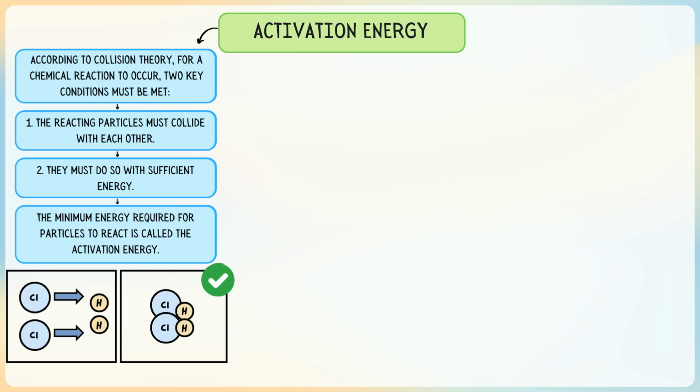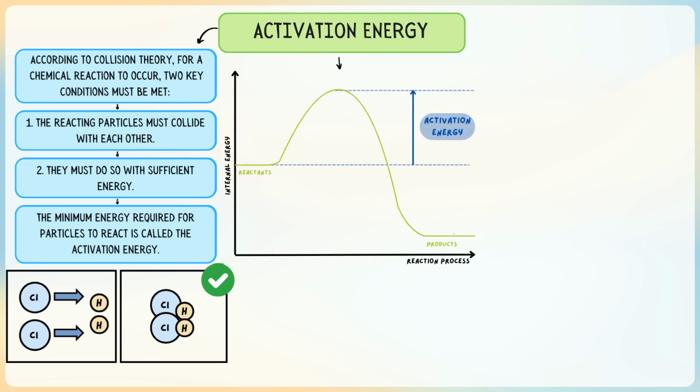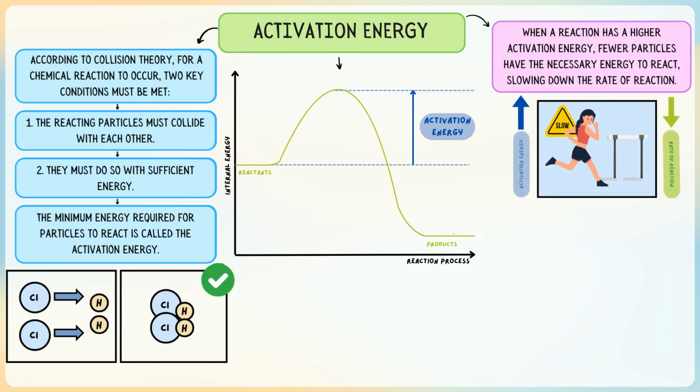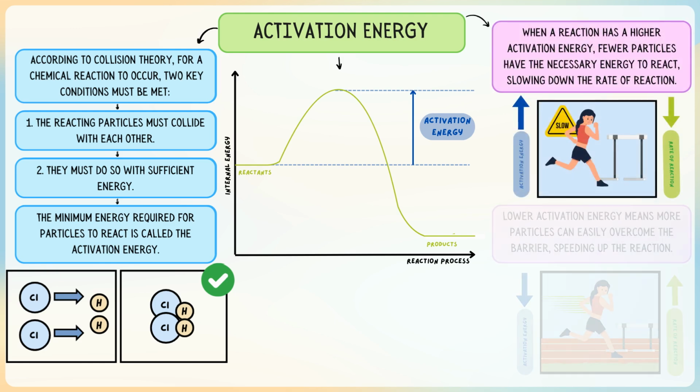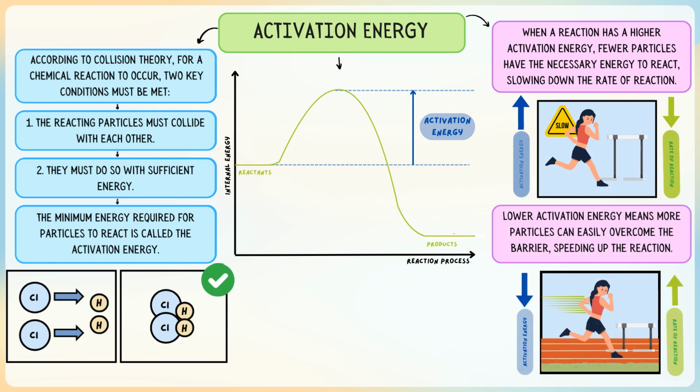Additionally, we looked at energy profile diagrams, which visualize the energy changes during a chemical reaction. These diagrams show the activation energy as a peak that reactants must reach to transform into products. We also learned that the higher the activation energy, the slower the reaction, and vice versa. Understanding activation energy helps us predict and control reaction rates, making it essential for chemists and industries relying on chemical processes.